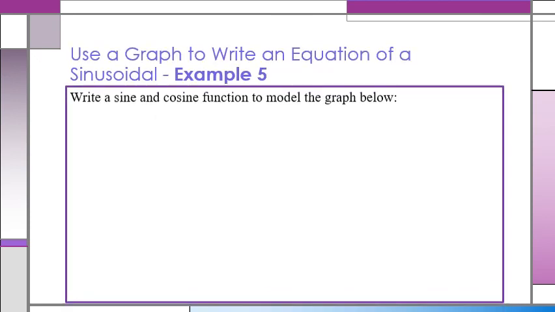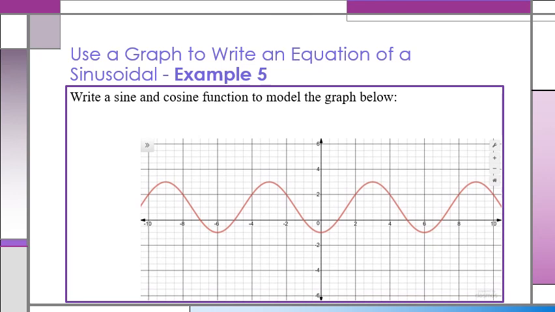Example 5. Write a sine and cosine function to model the graph below. So in this situation, instead of you giving me a graph, I'm giving you a graph and asking you to write a sine and cosine function to model it. We're going to begin in exactly the same spot that we did before. In other words, we're going to identify things like the period and the amplitude and the midline. So let's take a look at this one.